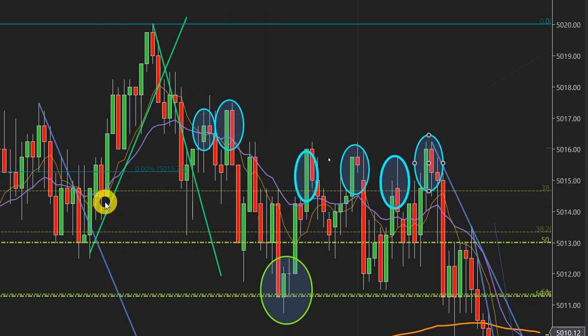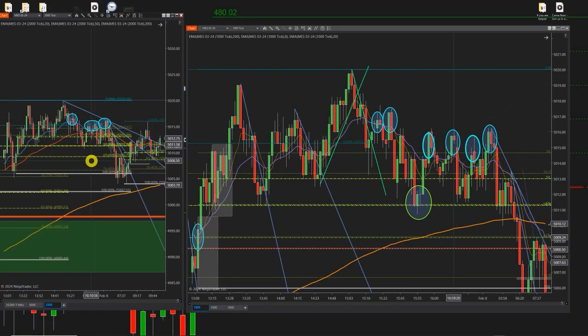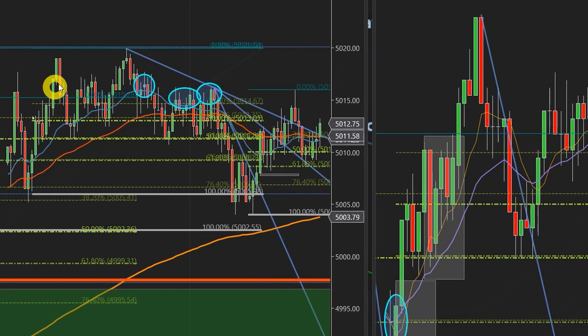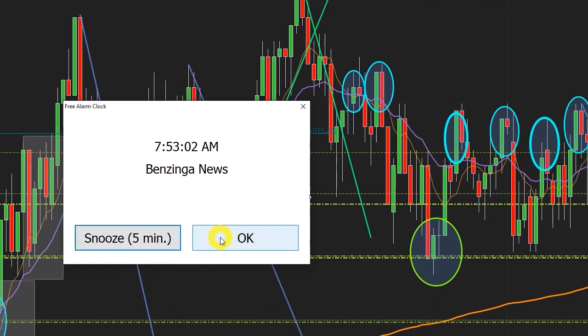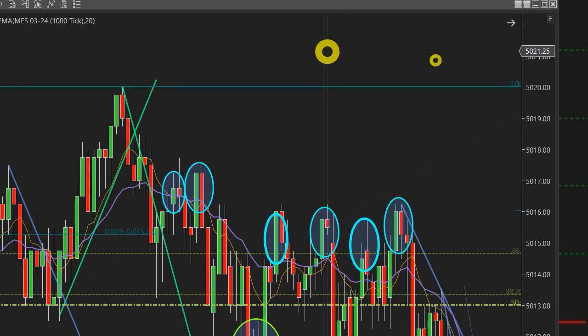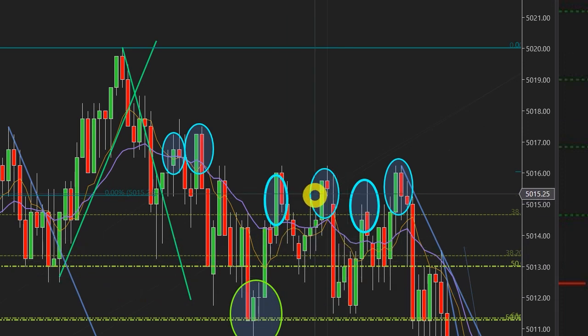So we'd have to figure out how to eliminate some of the fake outs. Over here in the 2000 tick chart, we're seeing all this area where all these little green candles close above the moving averages. That's the same area we have over here with it closing above the moving averages.